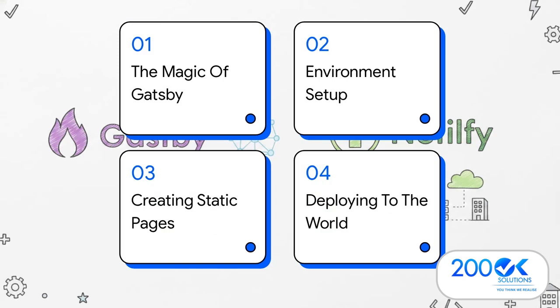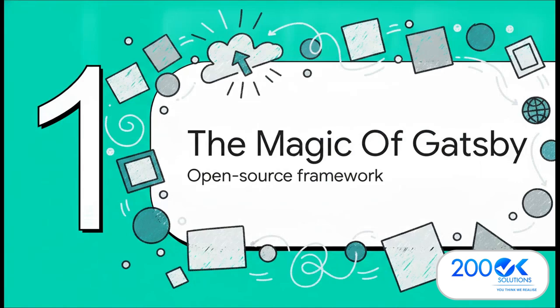All right, let's map out our roadmap for today. First, we'll cover the magic of Gatsby, then setting up your environment, followed by creating your static pages, and finally, deploying to the world. Part 1. The magic of Gatsby. Let's unpack what makes this framework such a powerhouse.